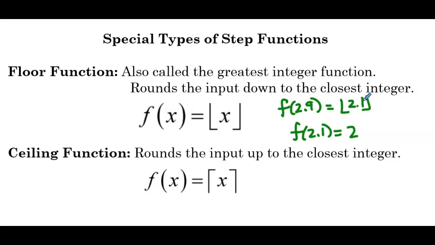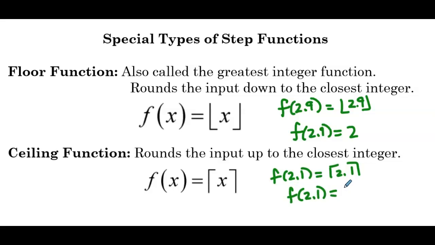So if I change this to 2.9, I'm still going to round down to 2. And then the ceiling function rounds the input up. I should change that too. Okay, so if we had f of 2.1 to start again, and now we're taking the ceiling of f of 2.1, okay, so round up.